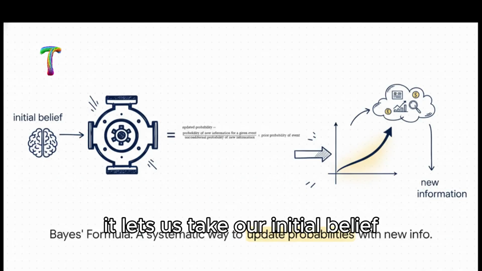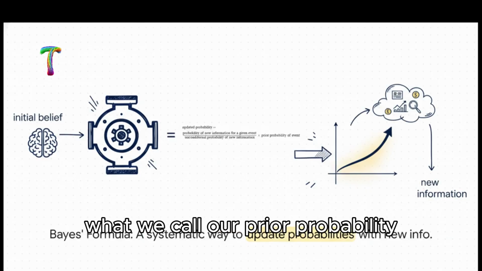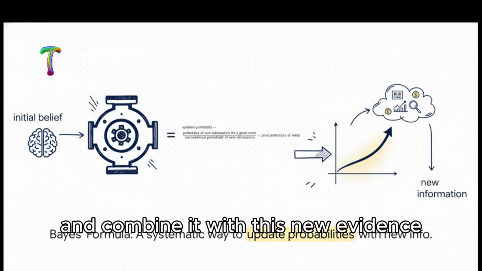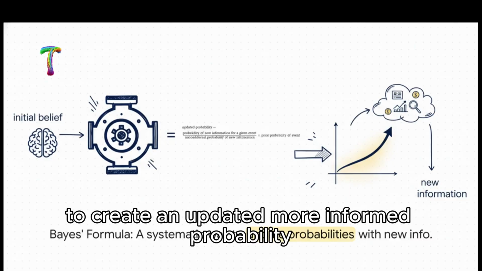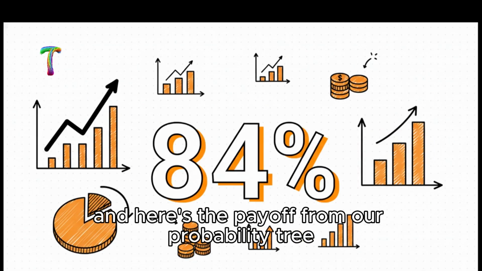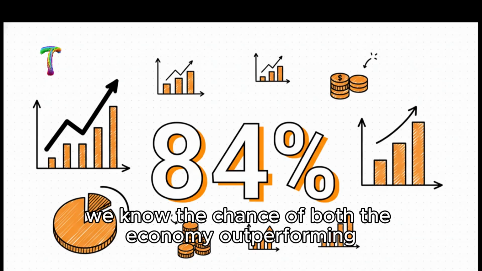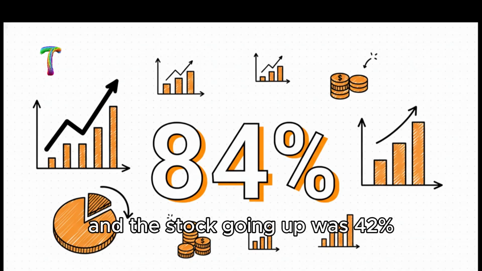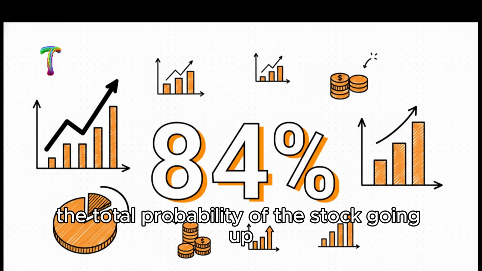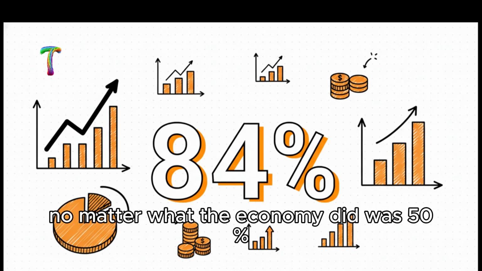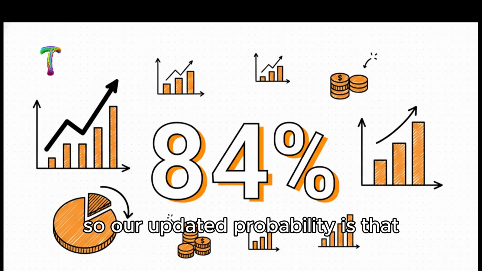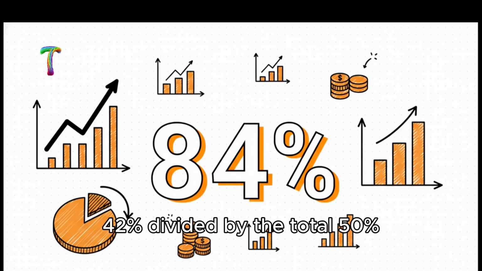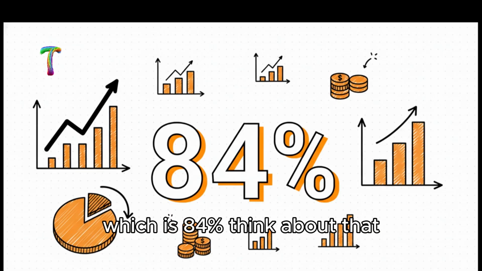It lets us take our initial belief, what we call our prior probability, and combine it with this new evidence to create an updated, more informed probability. And here's the payoff. From our probability tree, we know the chance of both the economy outperforming and the stock going up was 42%. The total probability of the stock going up no matter what the economy did was 50%. So our updated probability is that 42% divided by the total 50%, which is 84%.